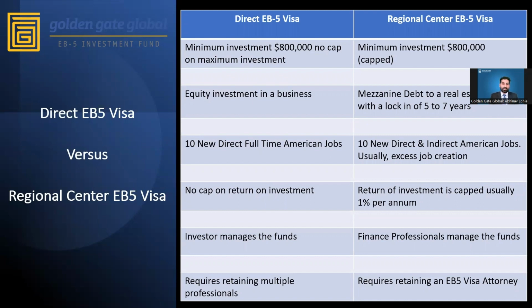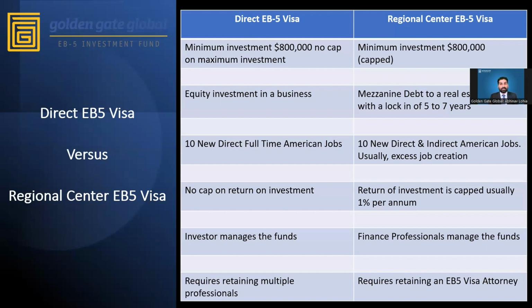In a direct EB-5 context, it's an equity investment. It is in your business. You sink or swim with your business. In the case of regional centers, I want to say 90% of the investments are in the form of mezzanine debt. They are senior in lien to equity and perhaps junior to an institutional loan. But it is a secured debt, and it is for a period of 5 to 7 years.